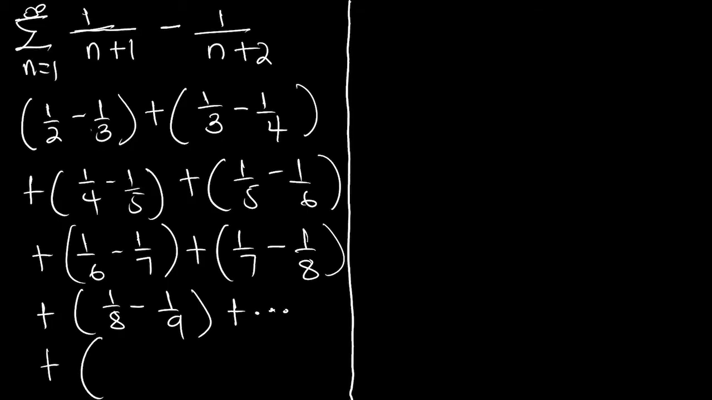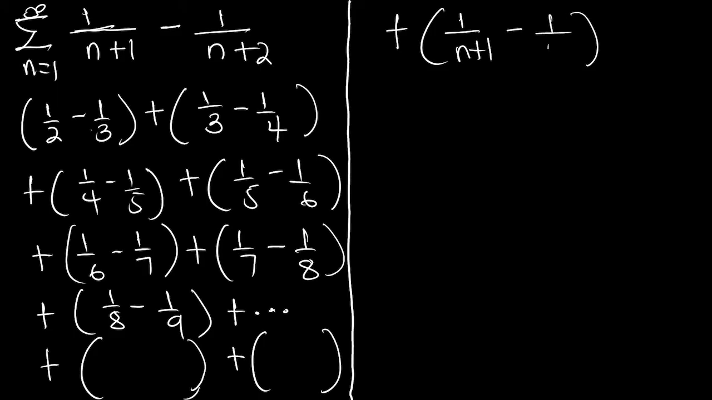Plus we are going to have our last but 2, our last but 1, and our last term over here. And we know our last term is 1 over n plus 1 minus 1 over n plus 2. That's going to be our last but 1. We are going to have 1 over n minus 1 over n plus 1, because we are going to subtract 1 from the last term. Here is our last but 2 term. So we are going to have 1 over n minus 1 minus 1 over n. Right? Okay. So this is what we are going to have.